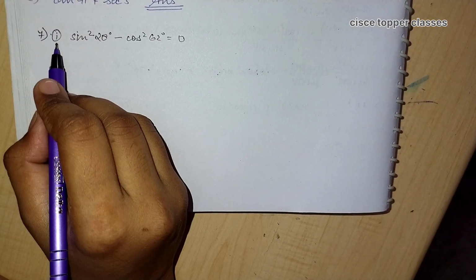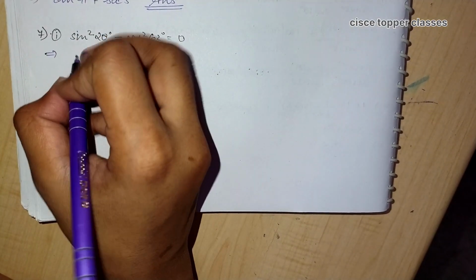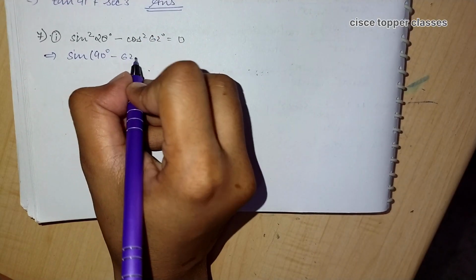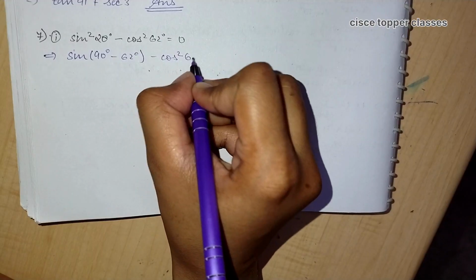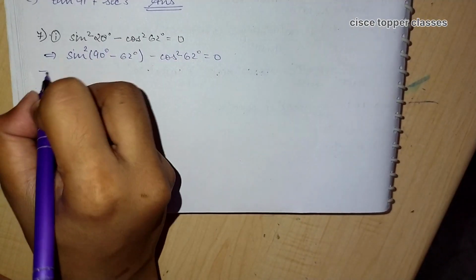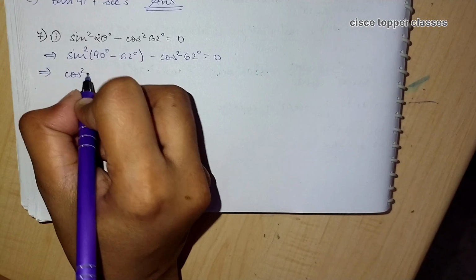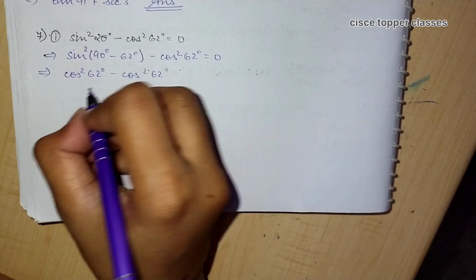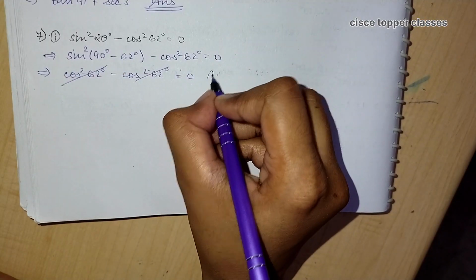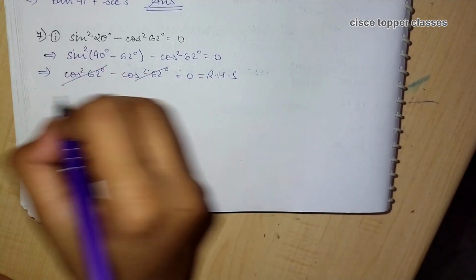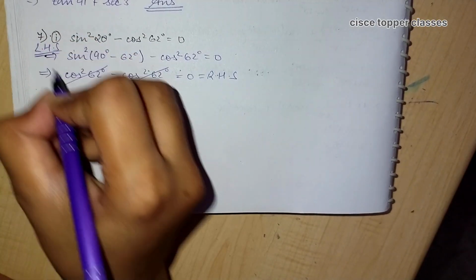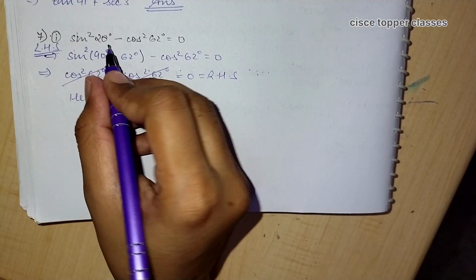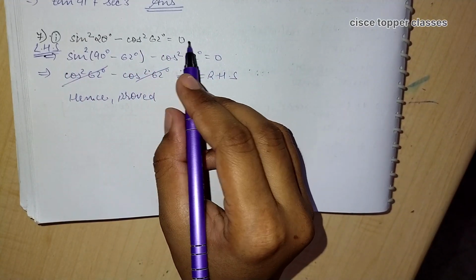Solve question number 7 first part. So this part we can write sine 28 degree as sine(90 minus theta), we can write 90 minus 62 degree, minus cosec square 62 degree equal to 0 because we know sin(90 minus theta) is cos theta, so it will be cos square 62 degree minus cos square 62 degree. So this will be cancelled out, means RHS is equal to the left hand side. Hence proved the first part, that sin square 28 degree minus cos square 62 degree is equal to 0.